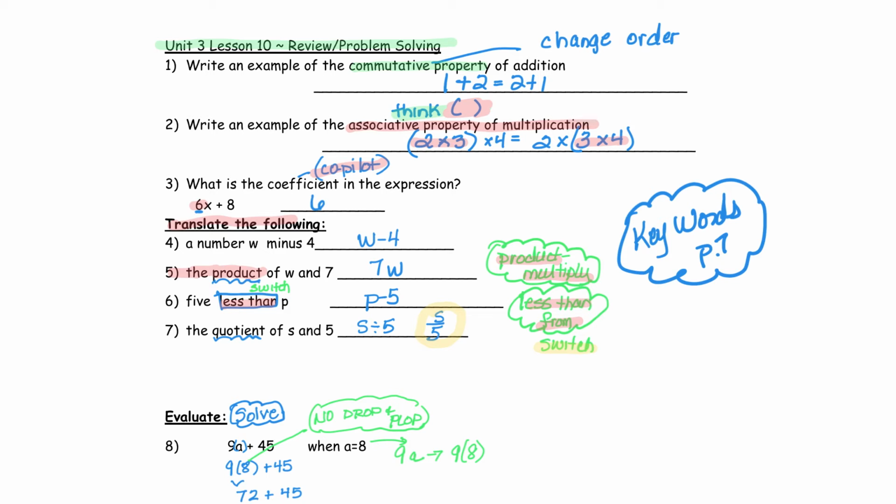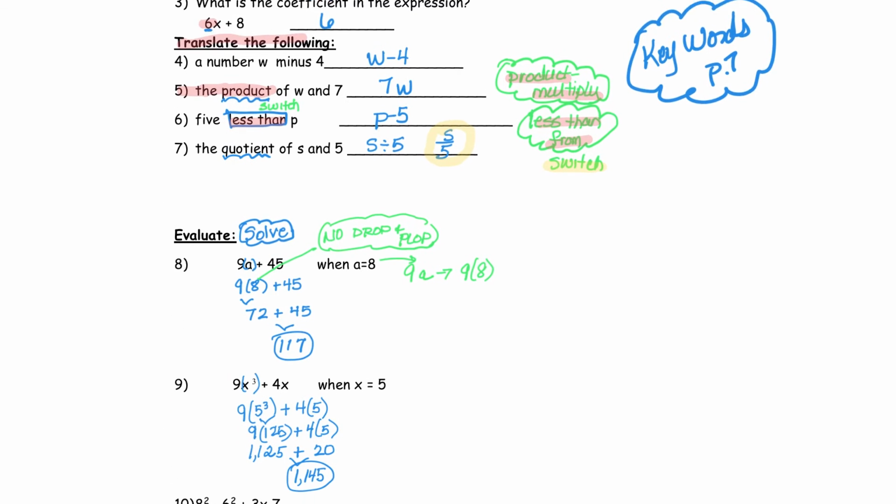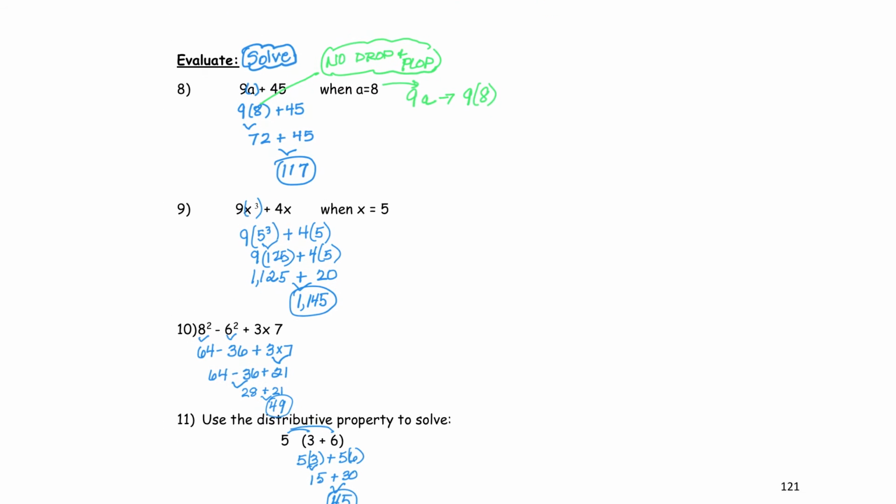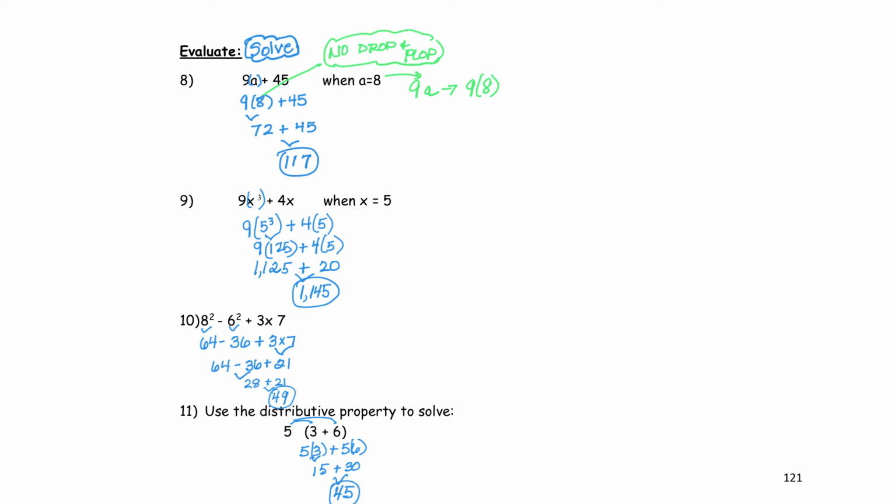Let's continue. Number 8, evaluate. Remember, the term evaluate means to solve. So for this one, you have 9a plus 45. You're going to substitute when they give you the value of the variable. You're going to substitute the number in for the variable. So if you follow all of the steps, and remember, it's very important that you write each entire line. You solve one thing, bring everything else down. Number 8, the answer was 117.